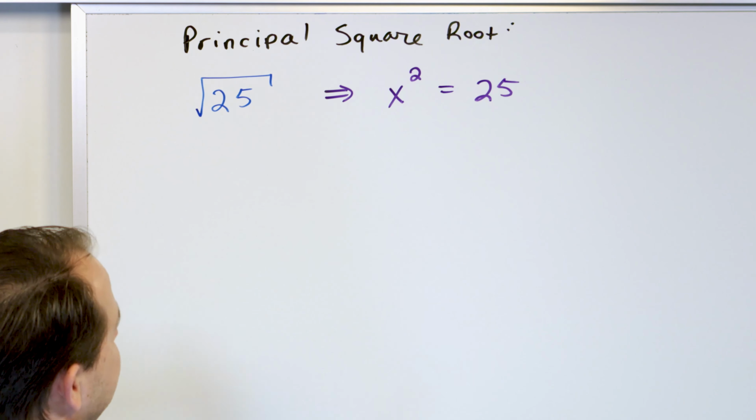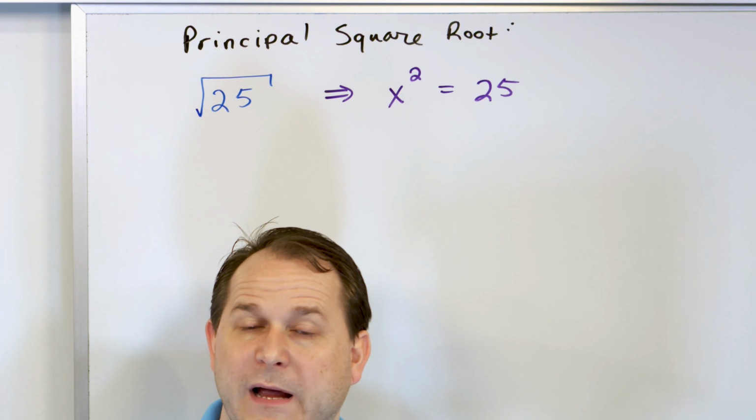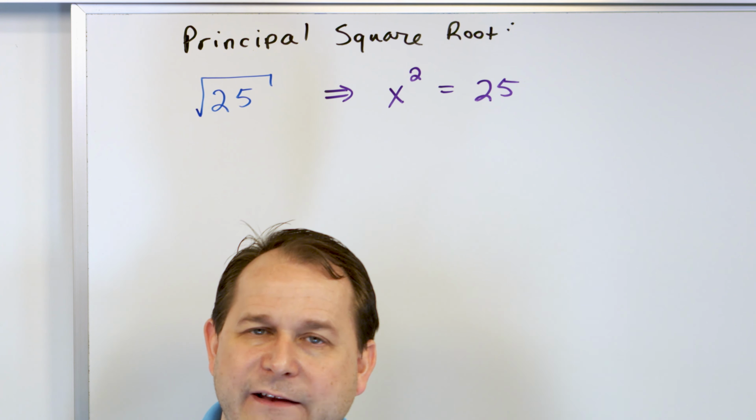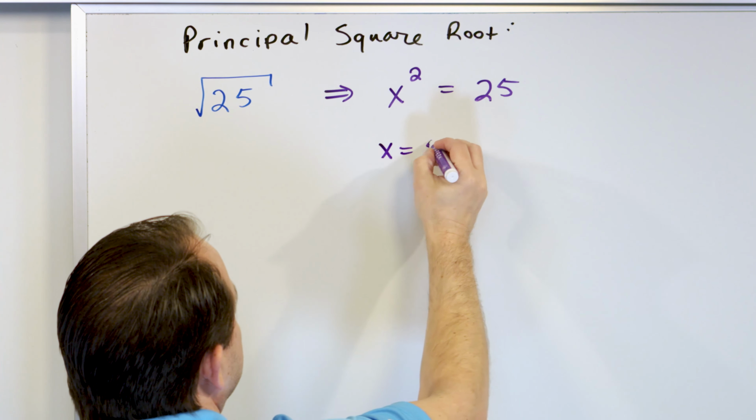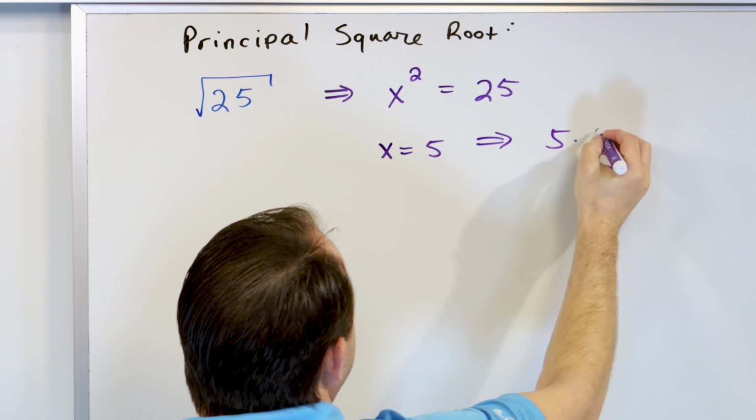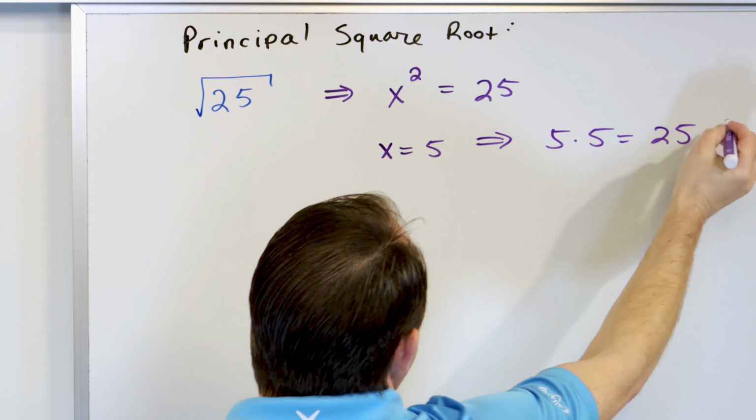In words, that's what I've been saying the whole time. Hey, when I take the square root of this, find a number so that I can multiply it by itself and it will give me 25. So we said that x can equal 5. Why? Because 5 times 5 is equal to 25.